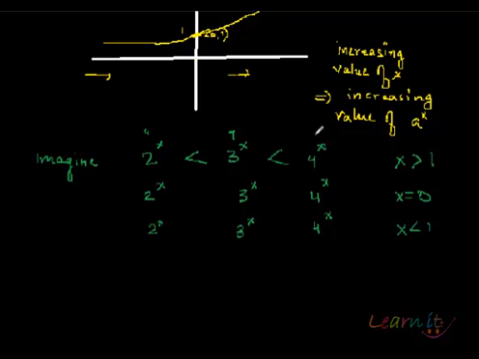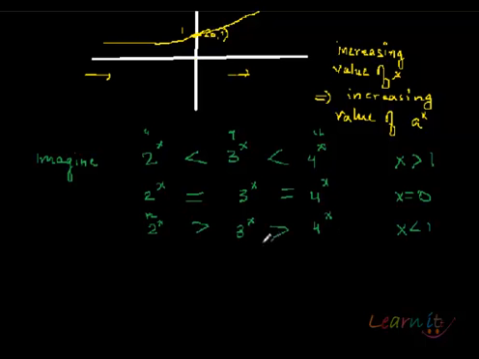Anything you can think of, any number. So for increasing x, this is what the relationship will be. When x is 0, everything is 1. So it will be equal.